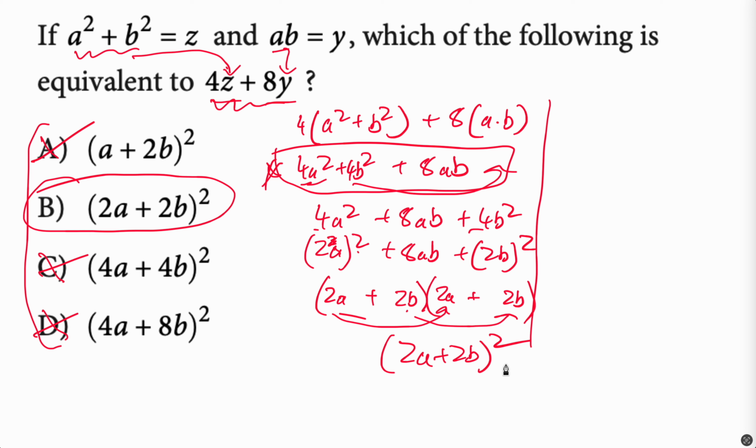Okay, that's it. That's how you tackle this kind of problem. So there's multiple steps. First step is to replace the z and y, and then the next step is to rearrange them, and then break them out into this right here, and then you come up with a square. So there's a few steps for you to do this kind of problem.